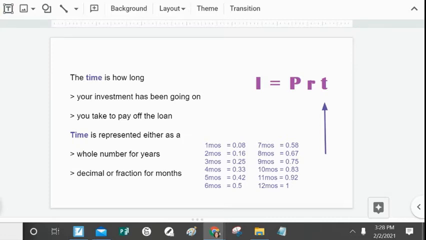Time. So the time variable is either going to be a whole number when we're talking about years, or it's going to be a decimal or fraction when we're talking about months. It could be a mixed number. So if we're talking about 18 months, that would be 1 1/2 or 1.5 because 18 months is 1 year and 6 months. Once you have those components, you're going to plug the numbers into your equation and solve for the missing piece.